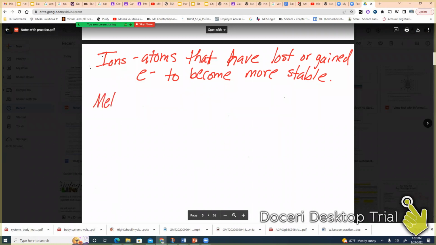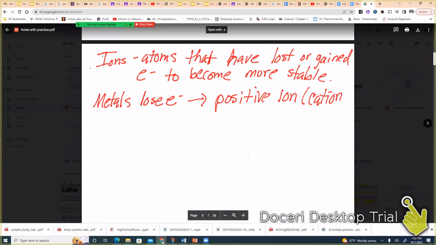So metals, remember, metals are most of the periodic table. Metals will lose electrons. Remember, they're losing something negative, so when they do, they become positive ions, and they are called cations.